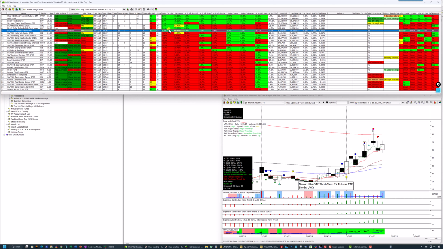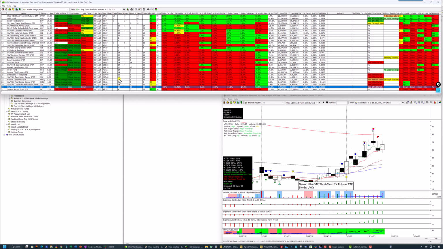Utilities were positive, but these are just down slightly. The weakest was the consumer discretionary, down 2.5%. Consumer confidence is way down, and that's being reflected in this Spider.